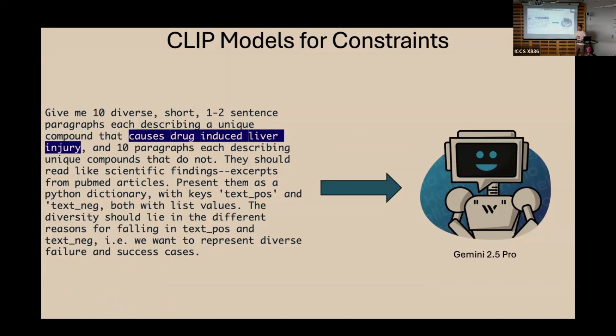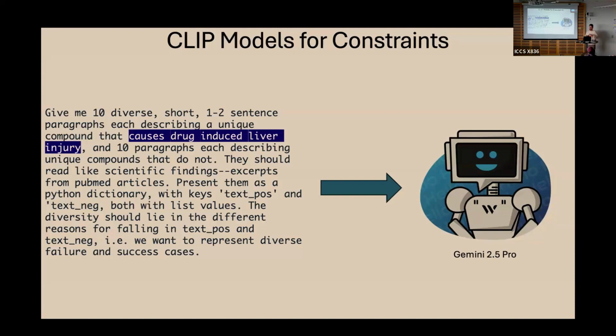What we say is, let's say I want to build a drug-induced liver injury classifier. I'm going to get 10 example paragraphs, and this can either be from an expert or an LLM if we trust the LLM, which we tend not to. But say an expert, I'm just going to say, find me 10 passages that mention a molecule in the context of it causing drug-induced liver injury, and find me 10 passages in the context of it not causing drug-induced liver injury, or of molecules that don't cause drug-induced liver injury.